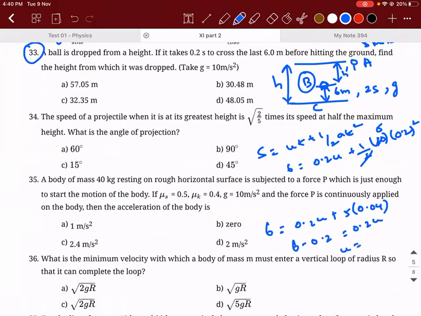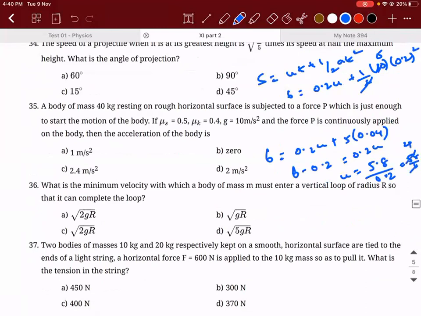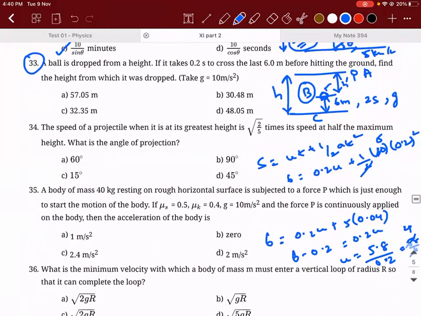So what is the initial velocity? It is 5.8 divided by 0.2. It is 58 divided by 2. So this will be 29. So the speed here is 29 meters per second, and here the velocity is 0. So using v square minus u square is equal to 2as, you can find out h dash. You can add that h dash to 6, and that will give you the answer.